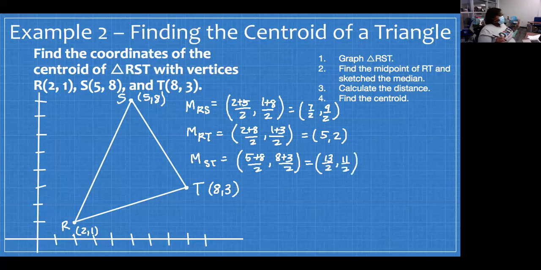All right, so these are all my midpoints, right? So I'm going to go ahead and plot them in red. I got 7 over 2, 9 over 2, which is (3.5, 4.5). So 3.5, 4.5, that's going to be about right there. I got (5, 2), 2 is right there. And then I got (6.5, 5.5). So 3, 4, 5, 6 and a half. 1, 2, 3, 4, 5 and a half.